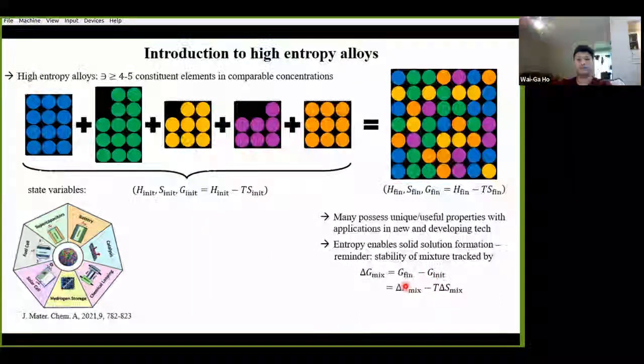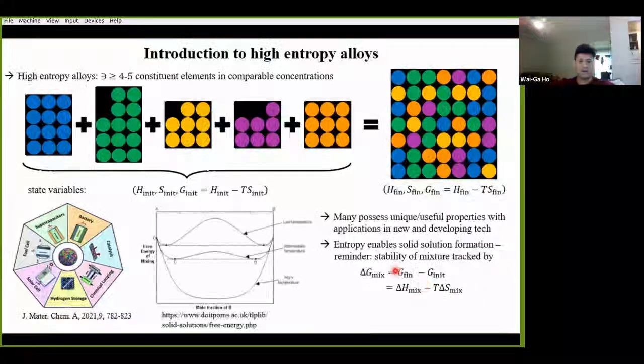Now, this free energy of mixing can also be written in terms of a mixing enthalpy term, delta H mix, as well as a mixing entropy term, T delta S mix. And it's precisely the competition between these two terms that dictate the overall stability of the mixed product. So for visual aid, I just pulled a graphic off of Cambridge for a binary mixture between two species A and B, since the same general mixing principles in thermodynamics should still apply.